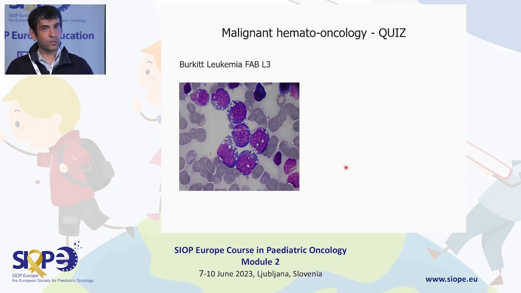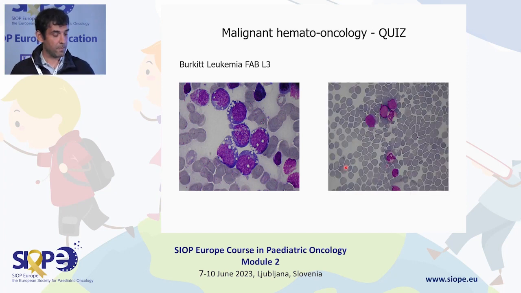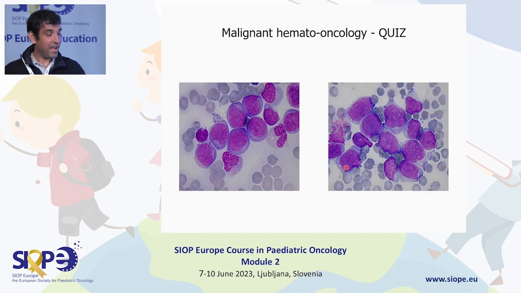Very important. The term ALL has been abandoned. We don't say lymphoblastic leukemia for these cases anymore. This is either a mature B-cell leukemia, a mature acute B-cell leukemia, or a Burkitt leukemia. The term lymphoblastic is not used anymore for these cases. This patient has a constitutional trisomy 21 and is a neonate, so what could this be? TMD. TMD, correct.